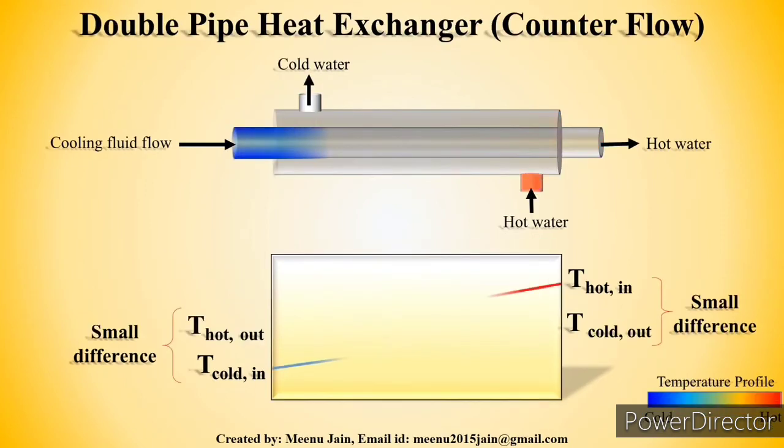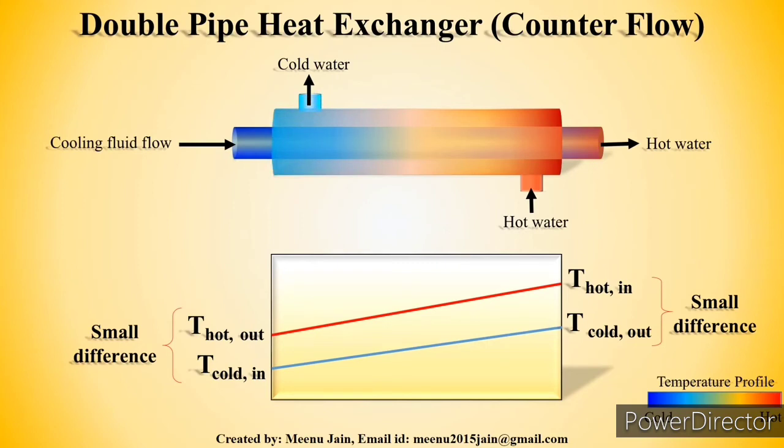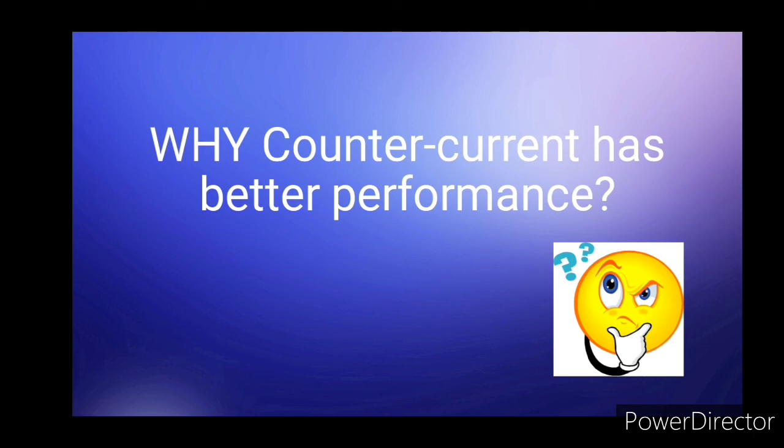In counter-current flow, the hot and cold fluid flow in opposite directions. The temperature difference between hot and cold fluid is maintained at a larger value. Lastly, why does countercurrent have better performance?